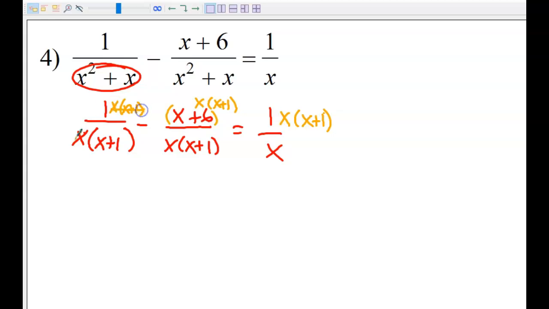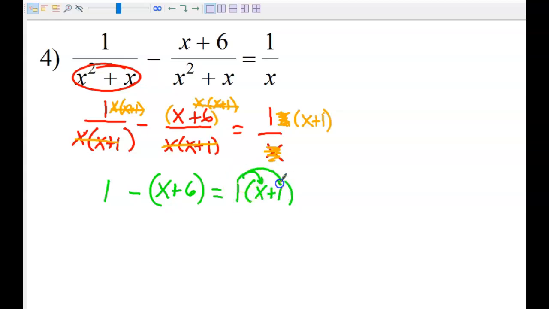Okay, and cancel. On this one, the x takes the x. Let's see what we have left now. We have just a 1 left there. Here we have x plus 6 in parentheses. And then at the end we have 1 times x plus 1, which we're going to distribute to just get x plus 1. Over here we're going to distribute the negative to get negative x minus 6. And then we're going to combine our 1 and 6 there to get 7.